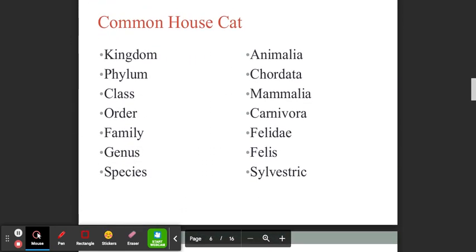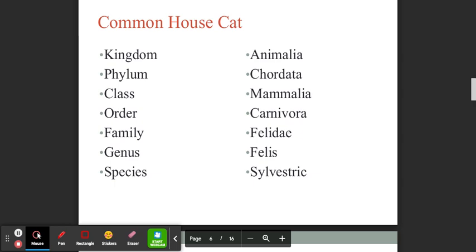So the common house cat, the kingdom is Animalia. Phylum is Chordata. Class, Mammalia, which is a mammal. Order, Carnivora, which is a carnivore. He is a meat eater.